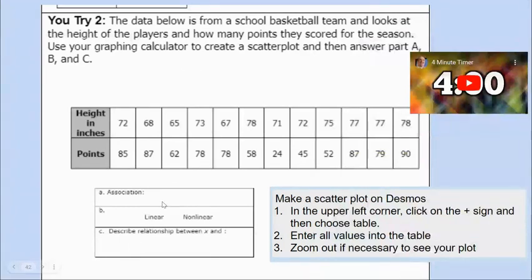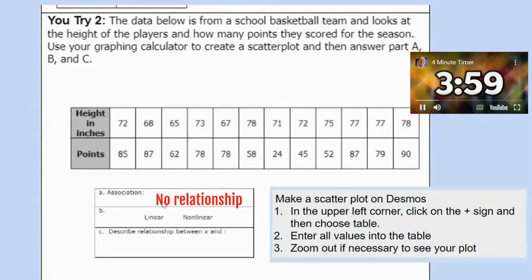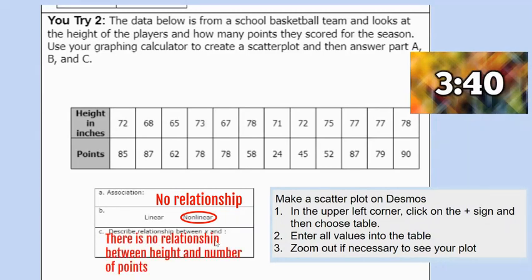It is linear. But they said it's no relationship. So no relationship. They called it nonlinear. So I guess it just depends on who you ask. I guess because it's undefined, they would say it's no relationship because it's technically not a function and it's no association. Okay? So there's no relationship between the height and number of points that you get. It's just kind of all random. And when it's up and down like that, you're going to treat it like a scatter plot.